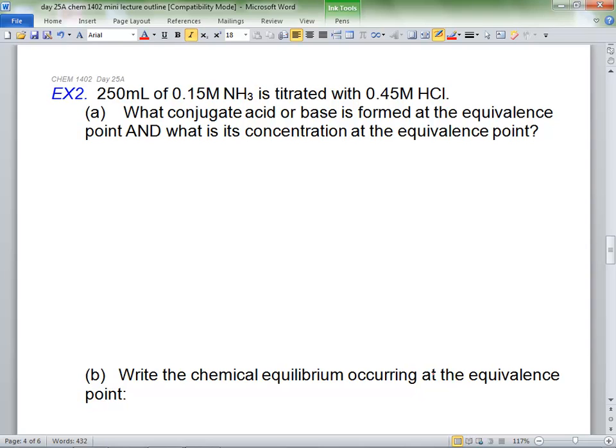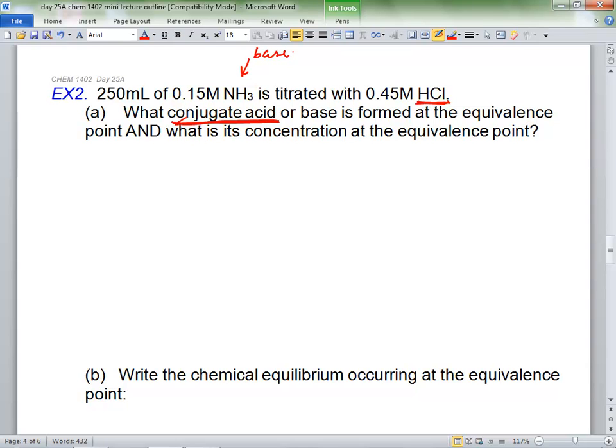So are you having trouble identifying what the conjugate acid or base is? It's got to be a conjugate acid, because if you're adding an acid, you're going to get an acid, right? So you need to write the conjugate acid. That means the ammonia must be a base, right? So you need to write the conjugate acid of that ammonia.